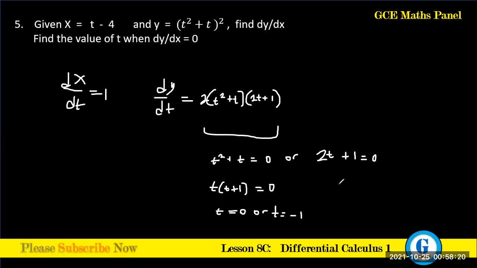Now this other second one, we'll have t equal to minus a half. So these are the three values of t. We have 0, minus 1, and minus a half. So these are the values of t when dy/dx is equal to 0. All right, next things.